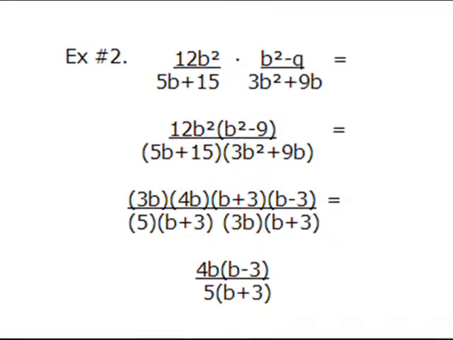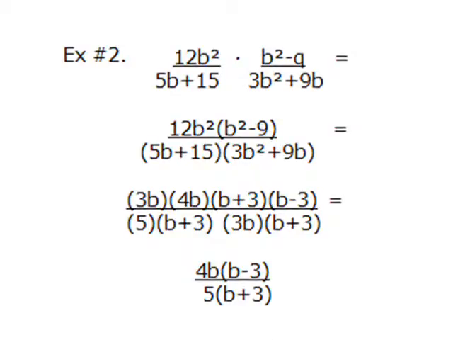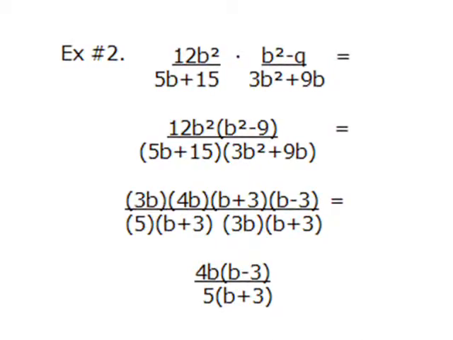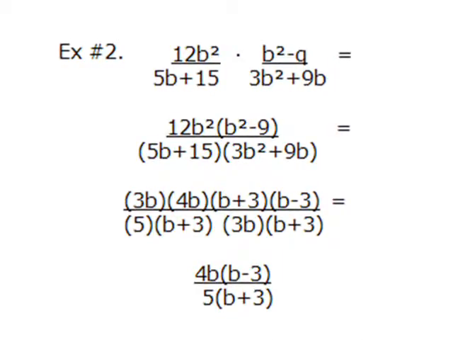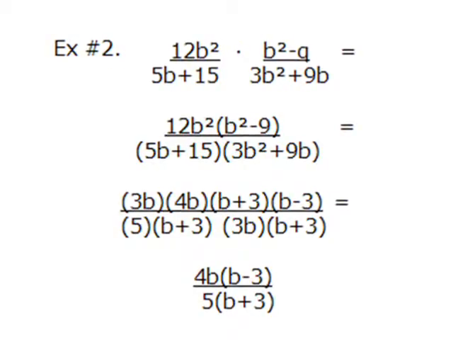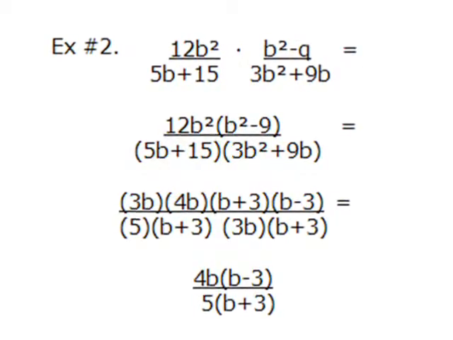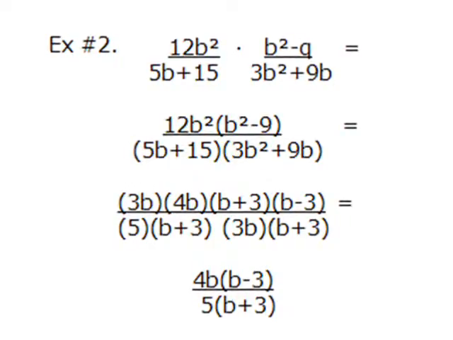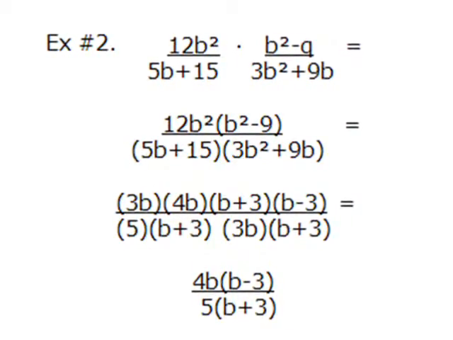Example number 2. Multiply the numerators of the fractions and the denominators of the fractions. Then, factor the numerator and the denominator. Note that the factors of 5b plus 15 are 5 times b plus 3, and the factors of 3b squared plus 9b are 3b times b plus 3. Reduce the resulting fraction.